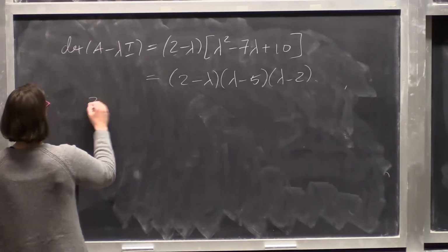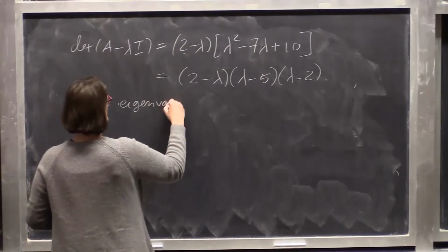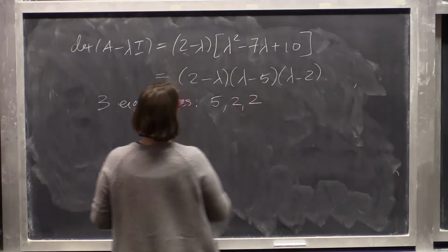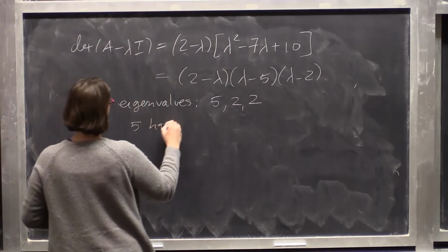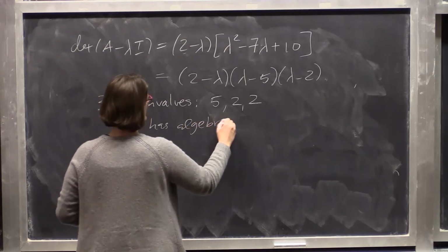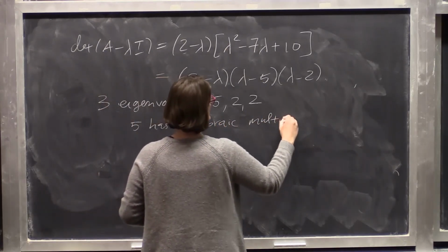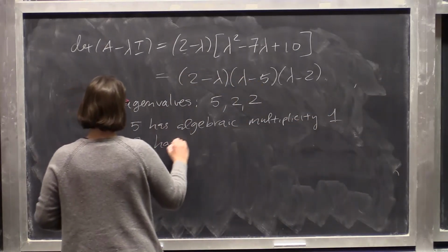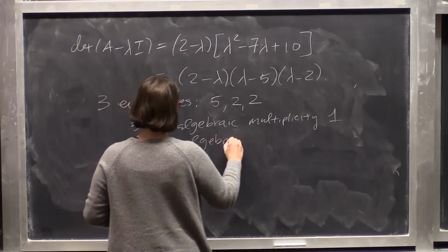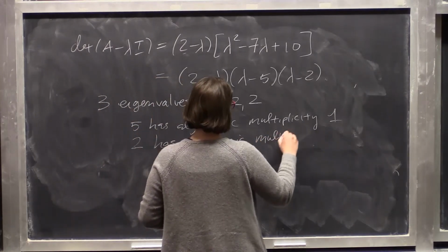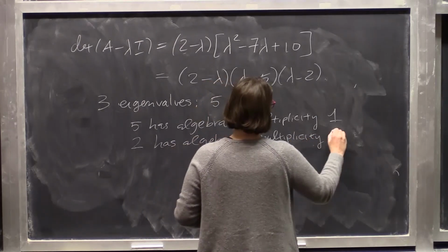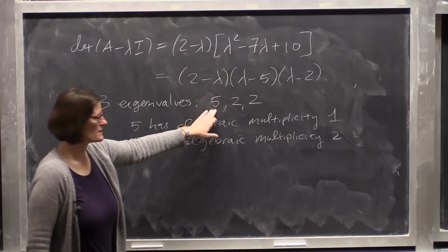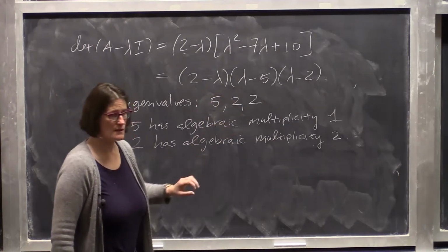In any case, we have 3 eigenvalues: 5, 2, and 2. 5 has algebraic multiplicity 1, and 2 has algebraic multiplicity 2, which is to say it shows up twice. 5 shows up as a root once. 2 shows up as a root twice.